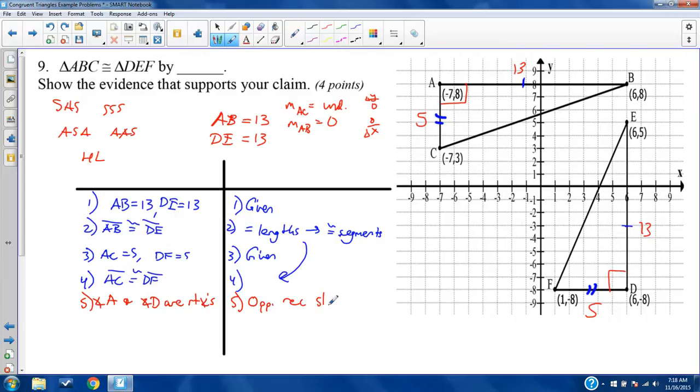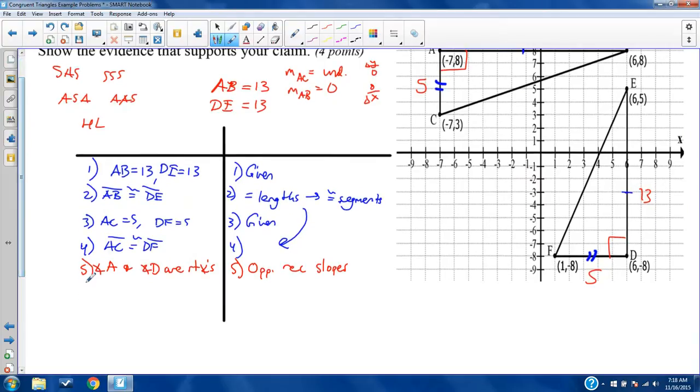Now they don't always have to be straight up and down, left and right. One could look like this, one could look like this, as long as these slopes are opposite reciprocals of each other. So mathematically, you could actually determine that. So 6, angle A is congruent to angle D because all right angles are congruent.